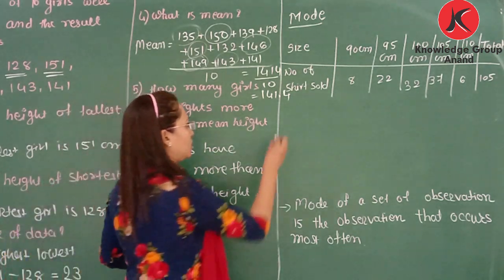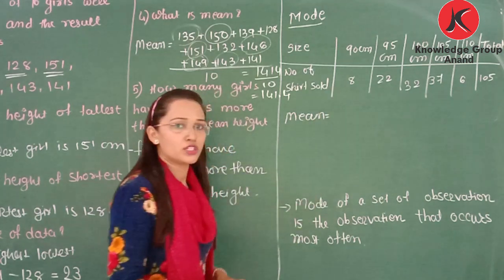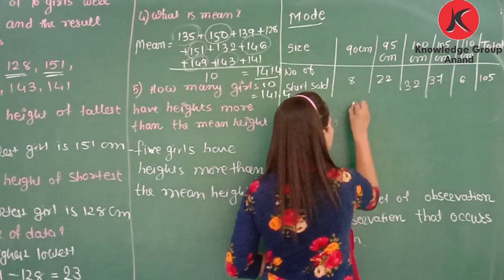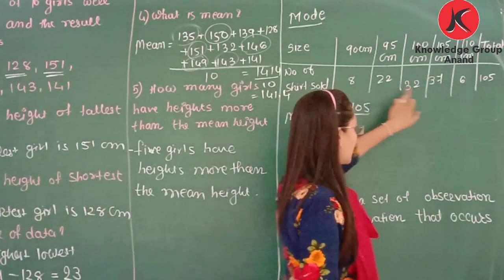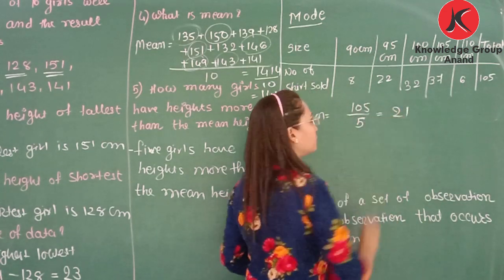If we find the mean, mean means sum of all observations divided by total, means here sum of all, this is 105 already written in the table. Total 5 sizes are there, so we divide it by 5, means 20.